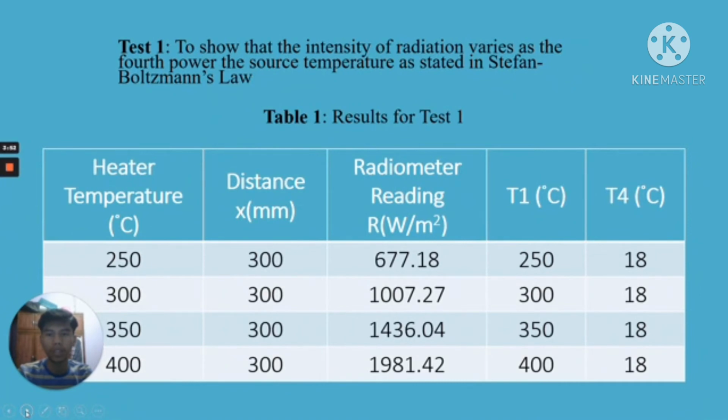After that, for the radiometer reading, for the 250, we got 677.18. For the 300, we got 1007.27. For the 350, we got 1436.04. For the last one, 400 temperature, we got 1981.42. For the T1, it is the same as the heater temperature, and for the last temperature, T4, we got the same, which is 18.